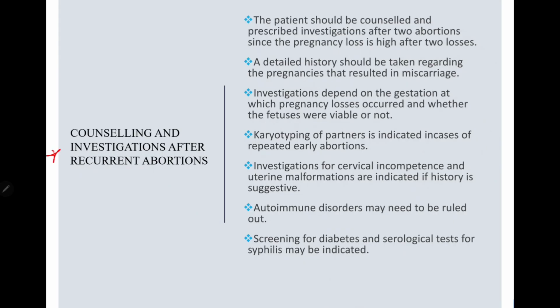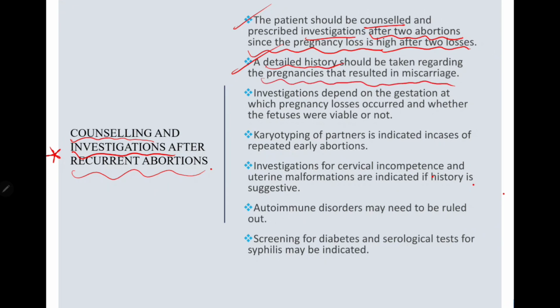Now, what is the counseling method and investigations after recurrent abortions? The patient should be counseled and investigations prescribed after 2 abortions, since the pregnancy loss rate is very high after 2 losses, and this must be counseled to the patient. A detailed history should be taken regarding the pregnancies that resulted in miscarriage. Investigations depend on the gestation at which the pregnancy losses occurred, and whether the fetuses were viable or not.